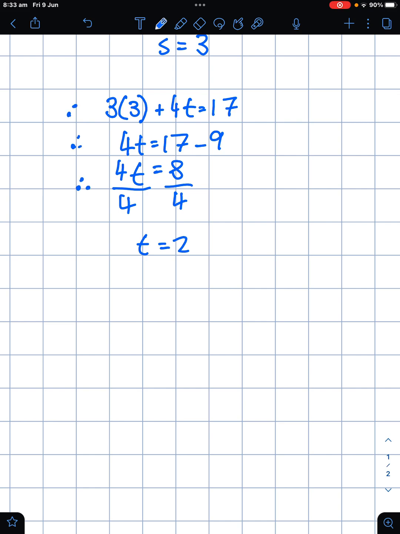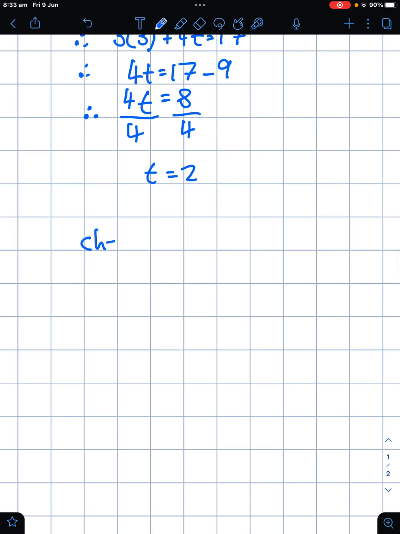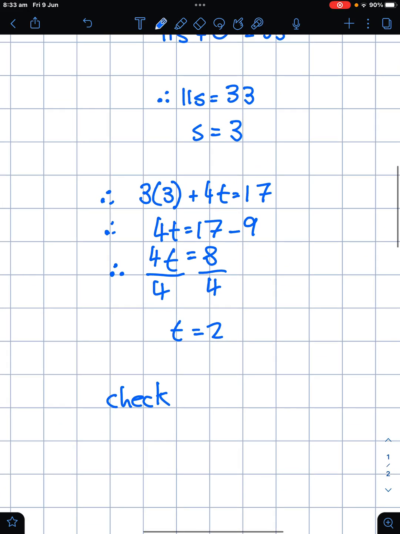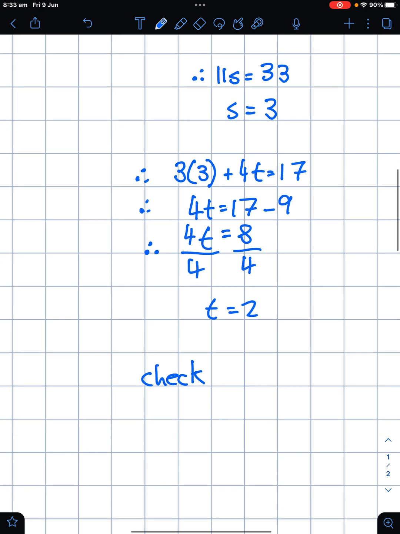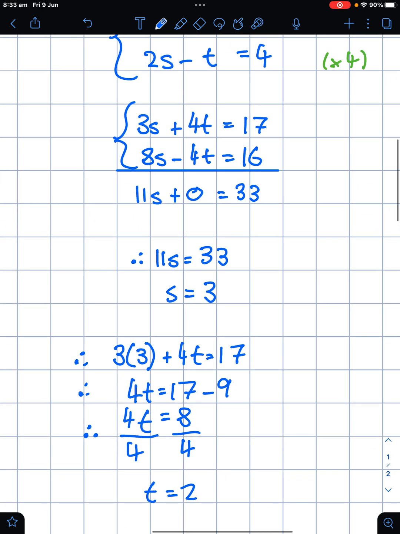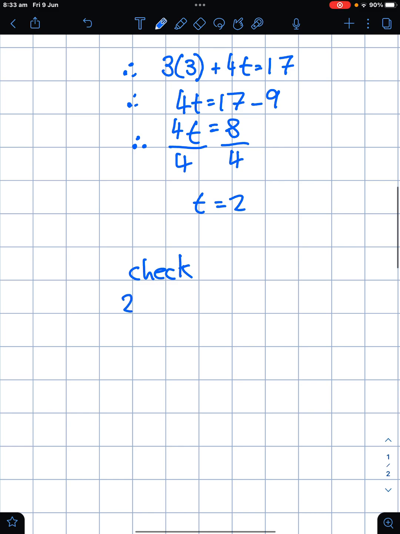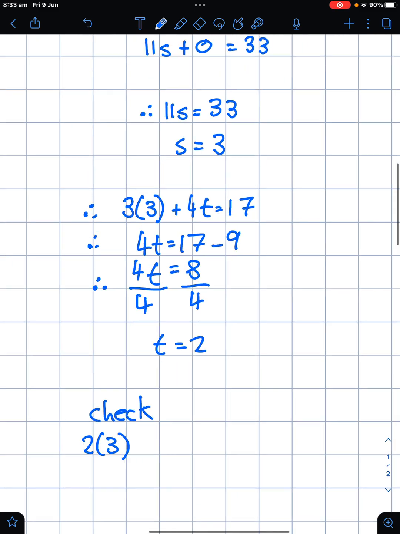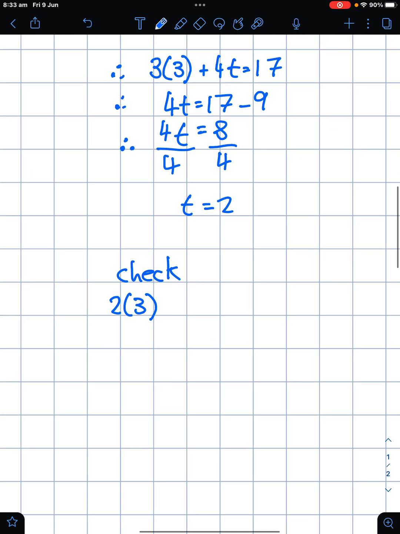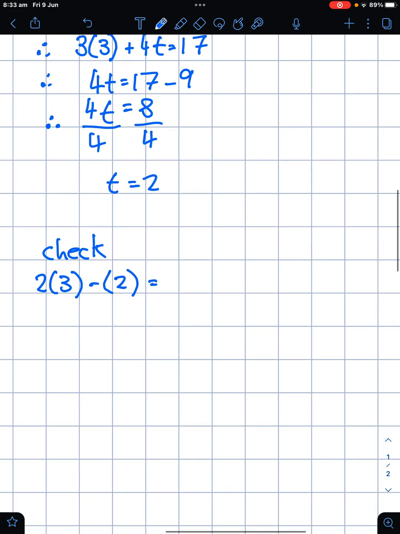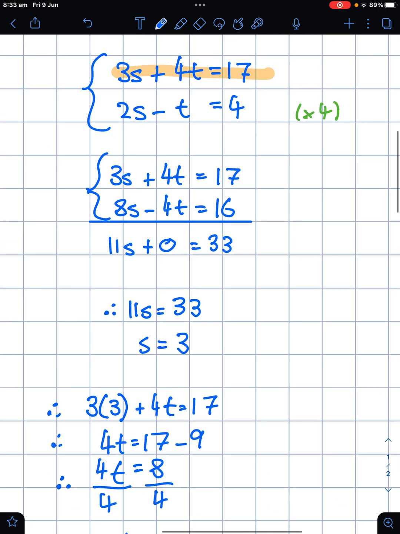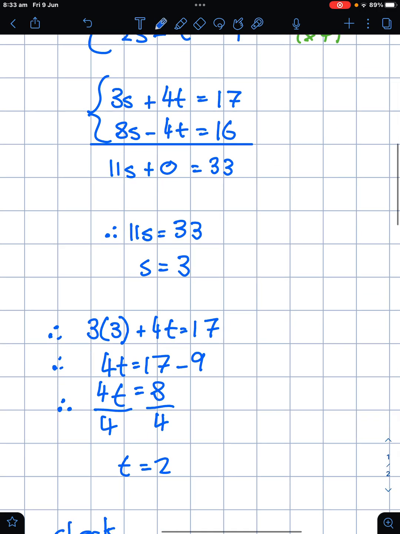Now, we just want to check our answer here. So check, and we would pick the other equation here. So we're going to pick this 2s one. So we've got 2 times s was 3, minus t was 2. And that should equal, we've got 6 minus 2, and that equals 4. So now we check our equation. That equaled 4. Perfect. We tick.